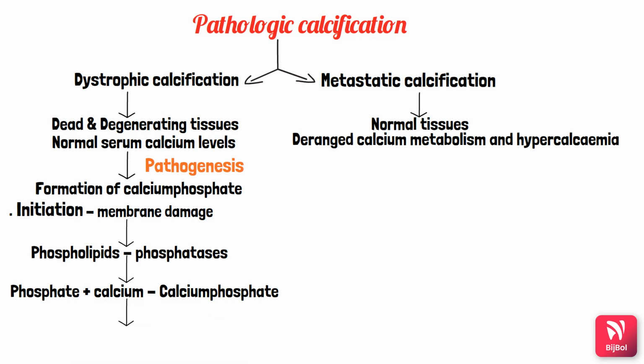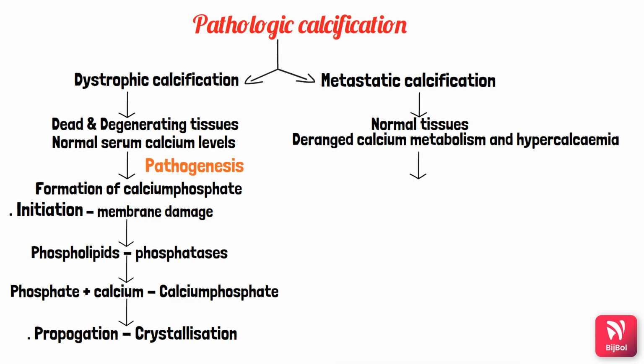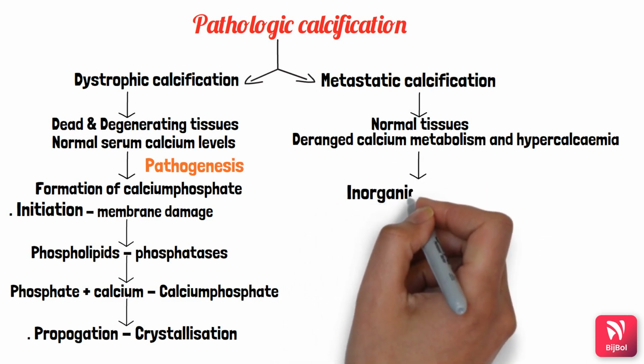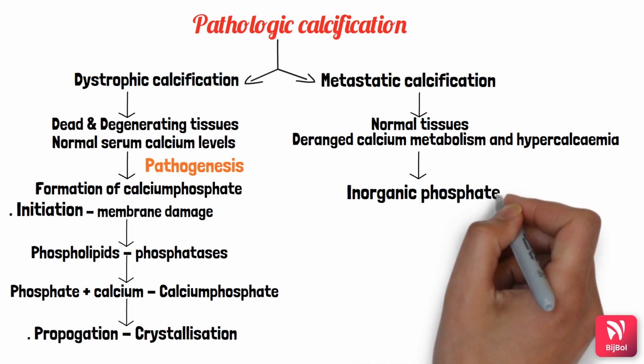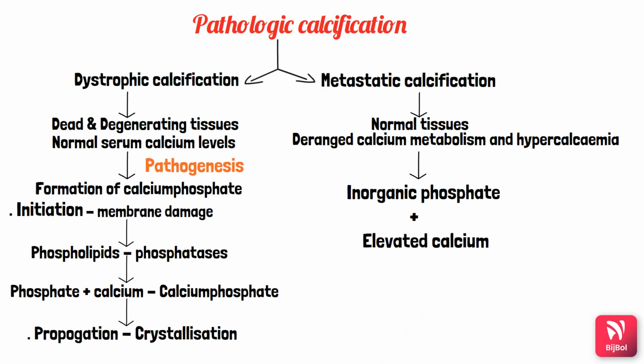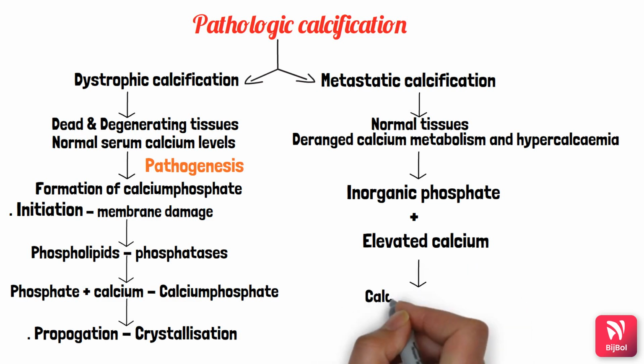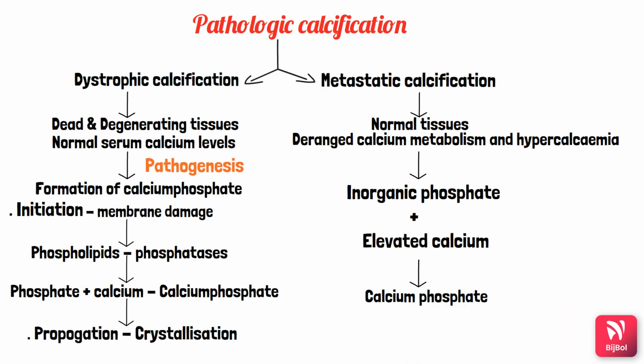Now that a single crystal is formed, many crystals will form like that. They will start to fuse together, resulting in crystallization. That is called propagation. This is how calcium phosphate crystallization or calcification occurs in the dystrophic method. Whereas in metastatic calcification, elevated inorganic phosphate binds excessively with elevated calcium ions, resulting in the formation of calcium phosphate.